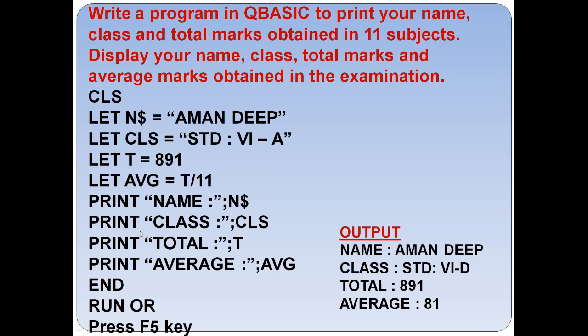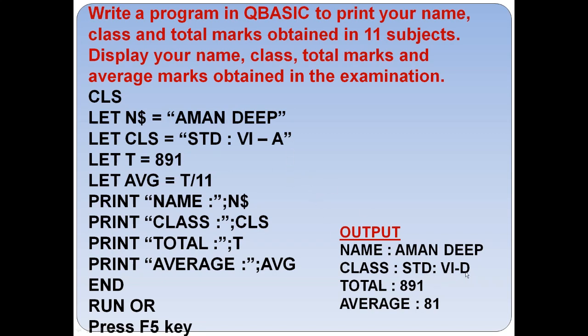When we want to run this program, we will write the RUN command. Otherwise we will press the F5 key on the keyboard. Both work the same. Pressing the F5 key is also like the run command. When we press the F5 key or write the run command, the output will come in this form. On the screen we will see the name Amandeep, which we have written here. Class study 6D.